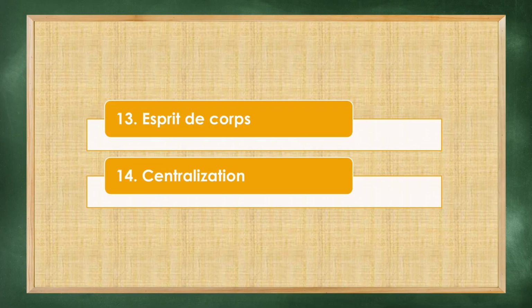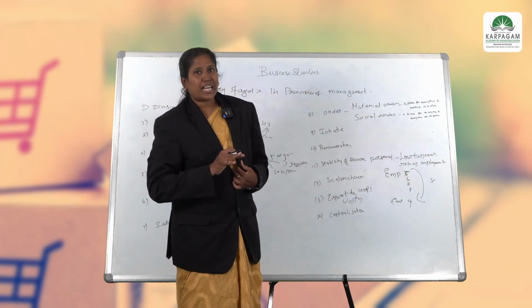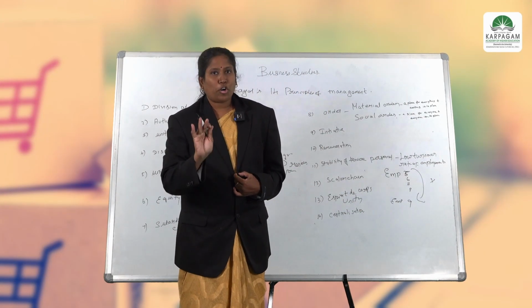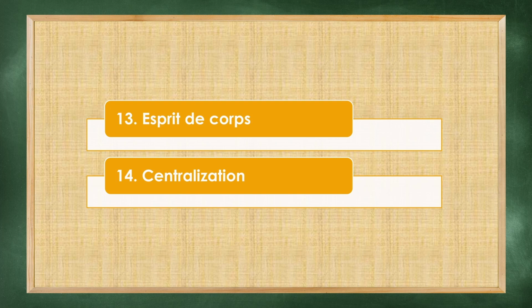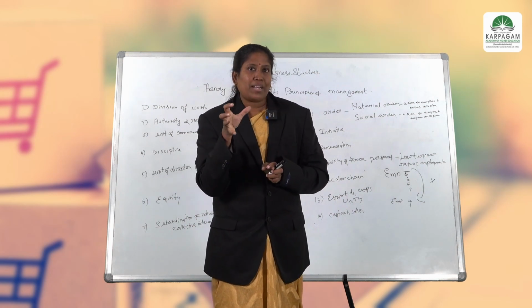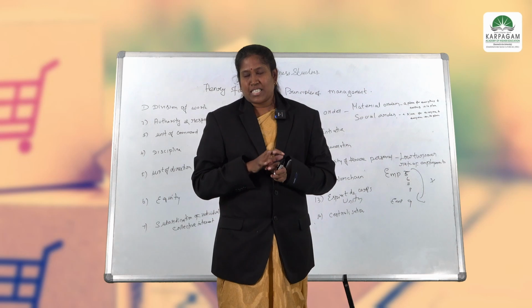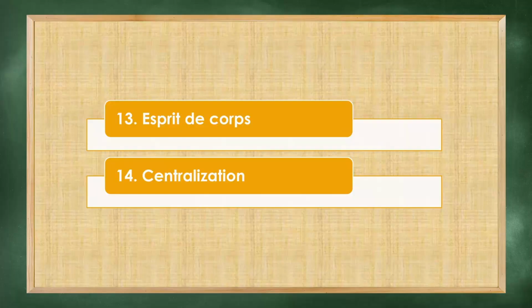Next one is esprit de corps. It's nothing but unity of strength. Because of unity only there is a harmonious relationship in the organization. Finally he says centralization. Every employee requires some authority. So some decision making power has to be given to the workers. It denotes centralization or decentralization. So totally we have seen 14 principles of management which were written by Henri Fayol.